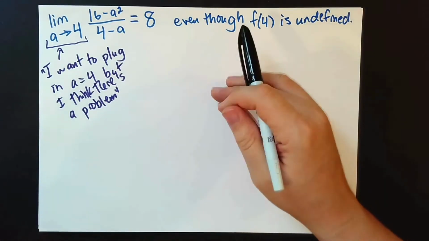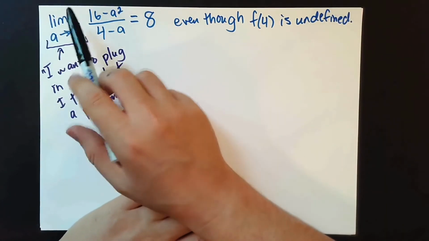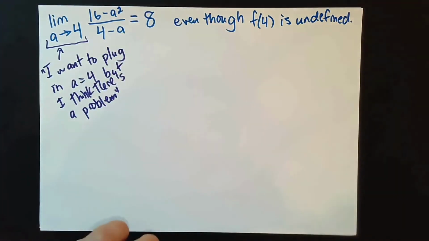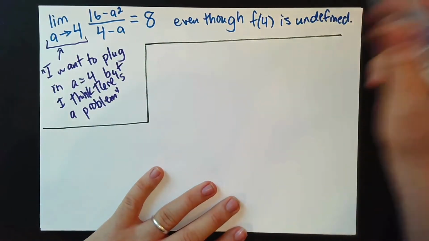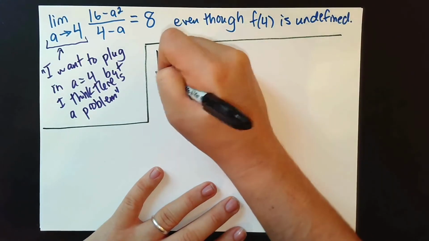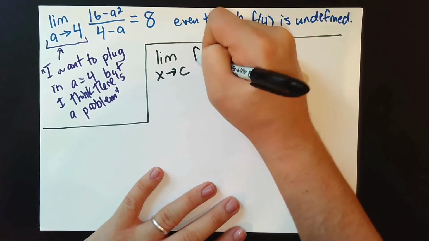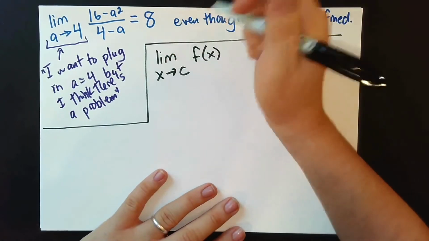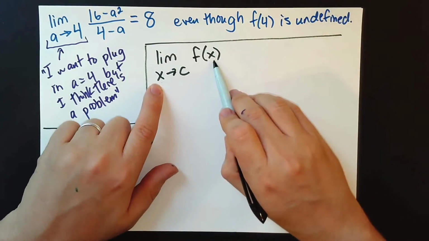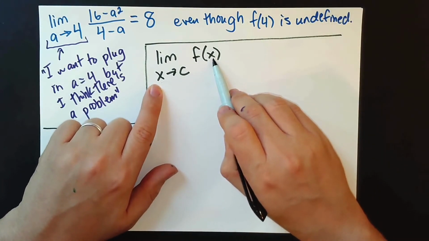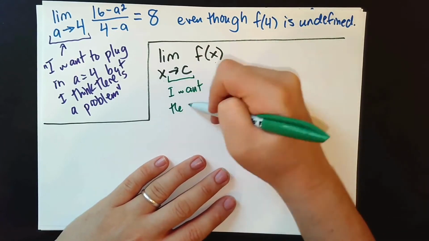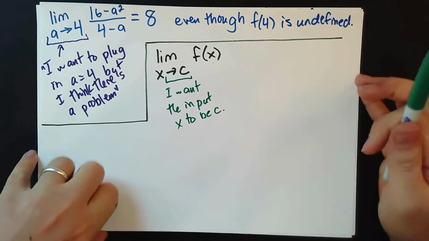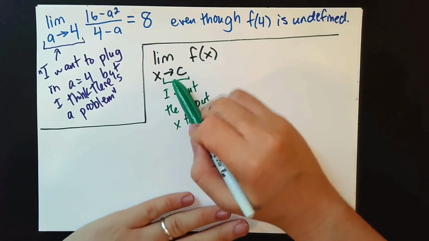So, how are we actually going to define what this business with a limit means? Namely, when I write something like the limit as x goes to c of some function f of x, notice here x is the input of some function, and this arrow is saying I want the input to be c. But I'm going to accept that maybe this function's not defined at c.